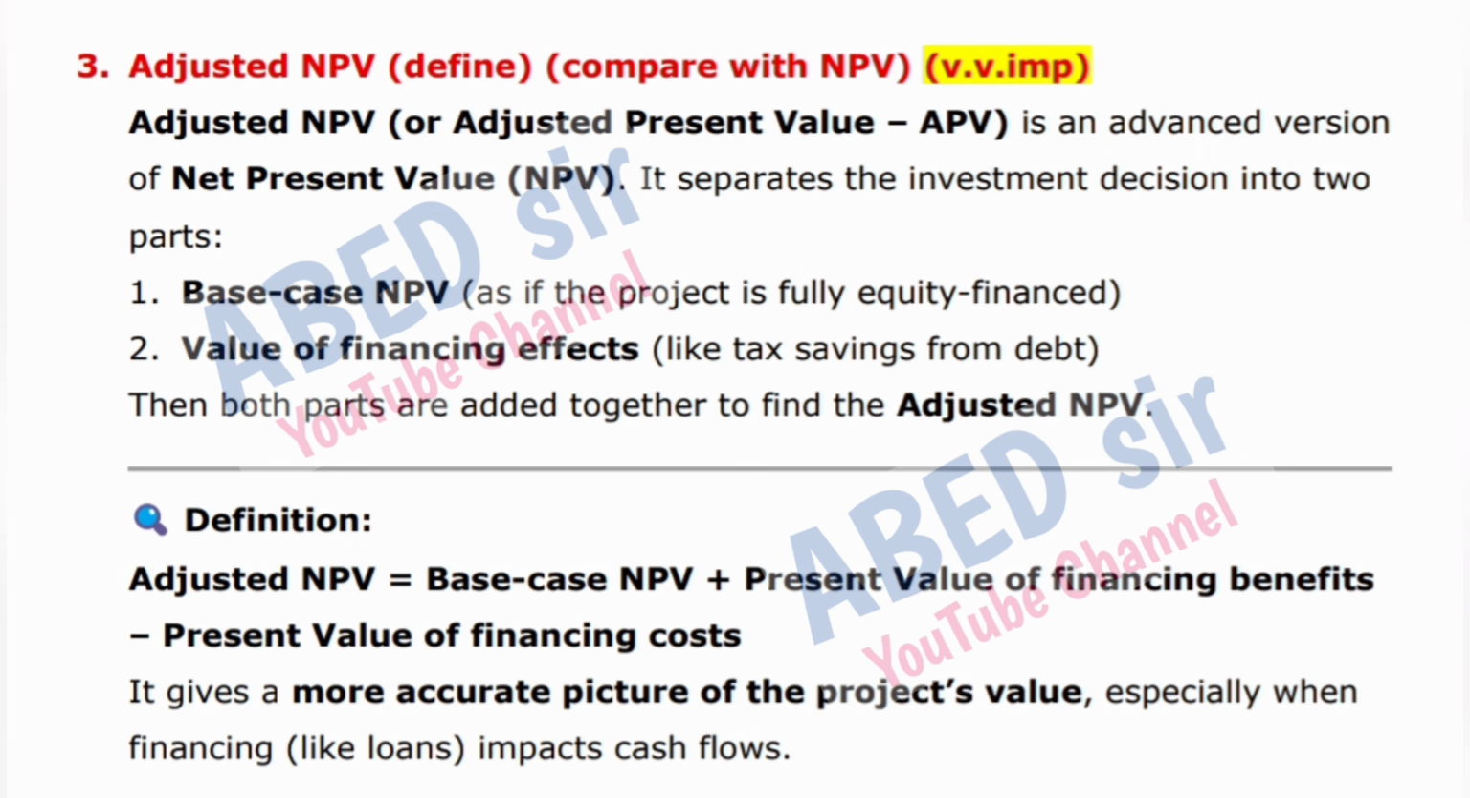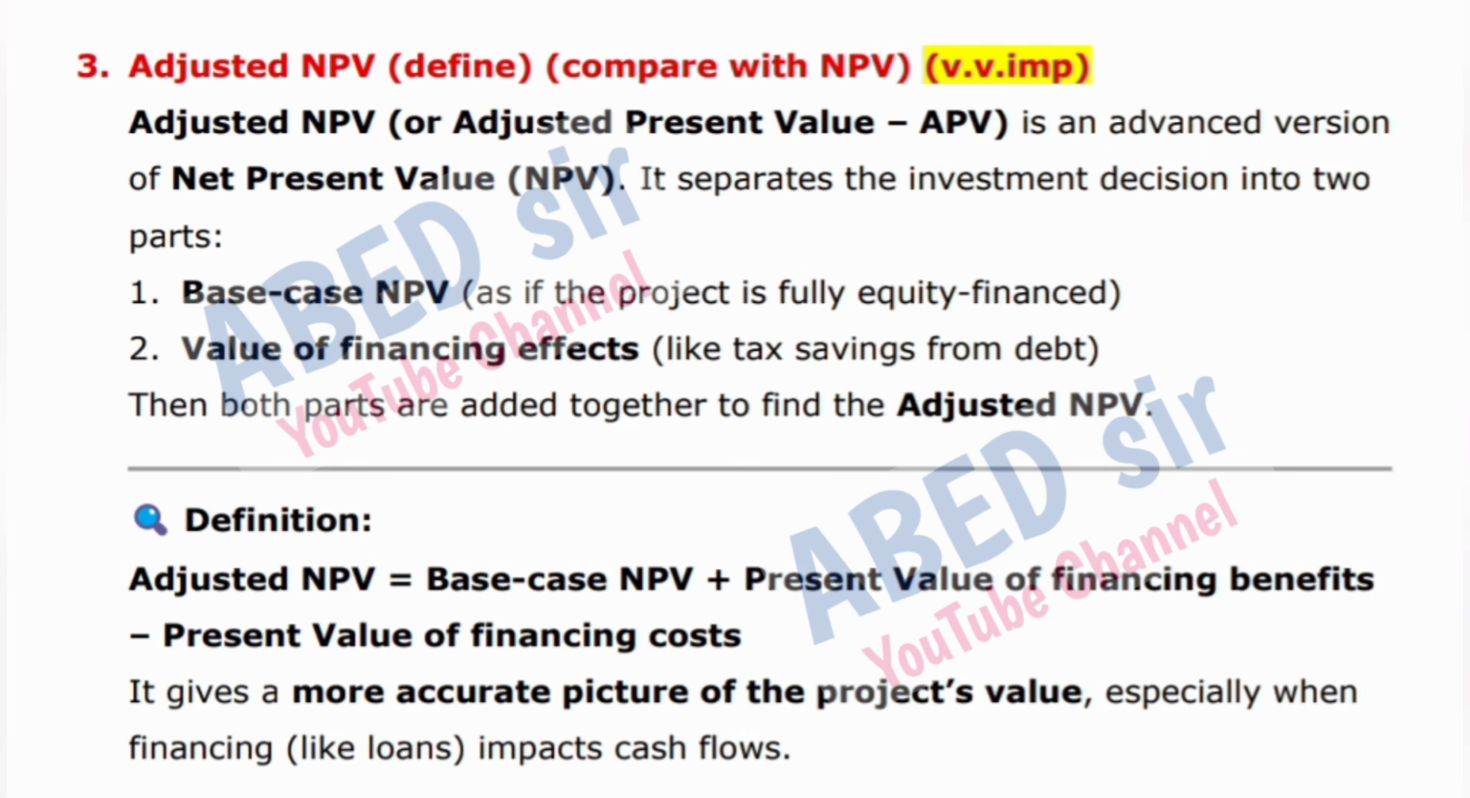Adjusted NPV, or Adjusted Present Value, APV, is an advanced version of Net Present Value, NPV. It separates the investment decision into two parts. 1. Base case NPV, as if the project is fully equity financed. 2. Value of financing effects, like tax savings from debt. Then both parts are added together to find the adjusted NPV.